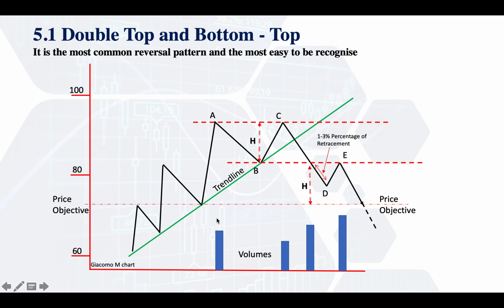So the volume at the peak A has to be higher than the volume at the peak C. And then again, high volume has to happen at the breakout point. Penetration of 3% is fine, 1 to 3% has to happen.